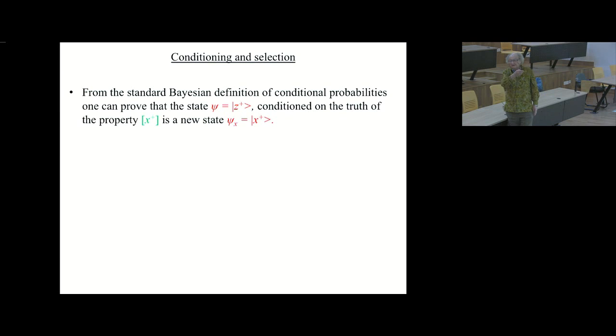That you can prove this just from Bayesian. So the transition from psi, which is just the assumed state, to the state conditioned on the truth of a property, namely psi x, illustrates a fundamental principle: if you add to a state the condition that some property is true, you get a new state.